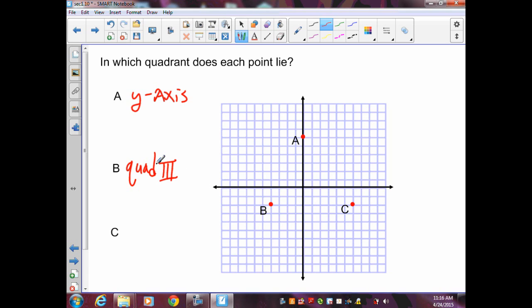And its x and y coordinates are negative, negative. Specifically, negative 1, 2, 3, 4, negative 2. Next, point C. Point C is in quadrant 4. And you can label these just 3 and 4 rather than using Roman numerals. To be more specific, it's 1, 2, 3, 4, 5, 6 for the x-coordinate, and down 1, 2, negative 2.